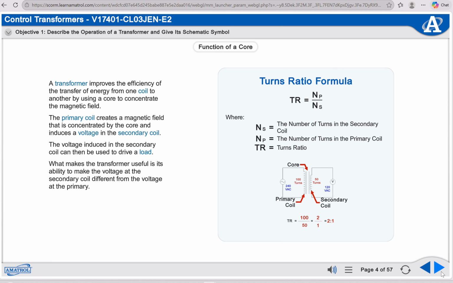What makes the transformer useful is its ability to make the voltage at the secondary coil different from the voltage at the primary. This occurs when there is a difference between the number of times each of the coils is wound around the core.